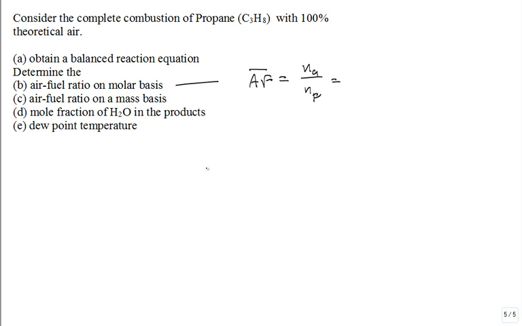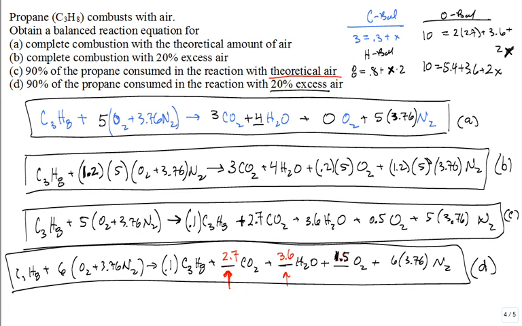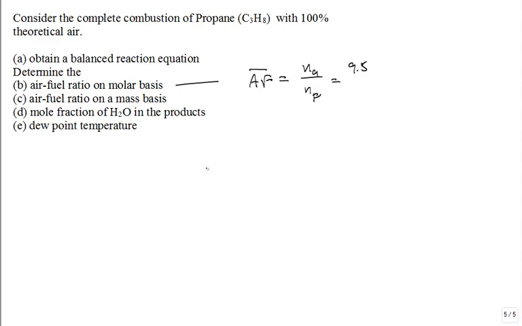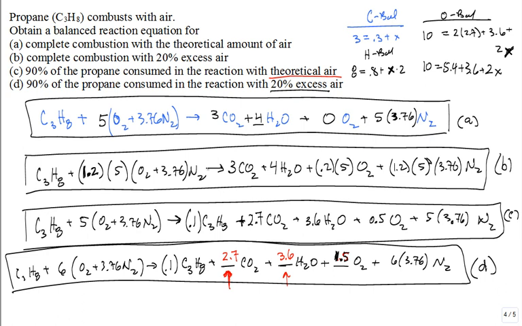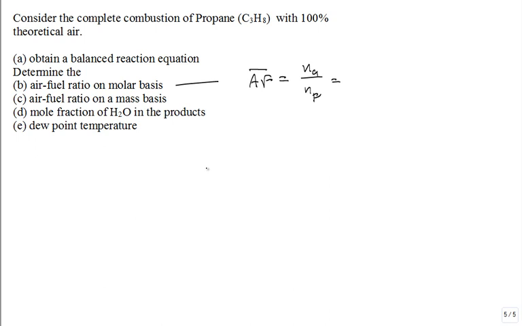That was the answer for part A on the previous page. 9.52. No, is it 9.52? It's 5 times 4.76, isn't it? Isn't that how many moles of air? 23.8, right. So it's 23.8 divided by 1. So the air to fuel ratio on a molar basis is 23.8.